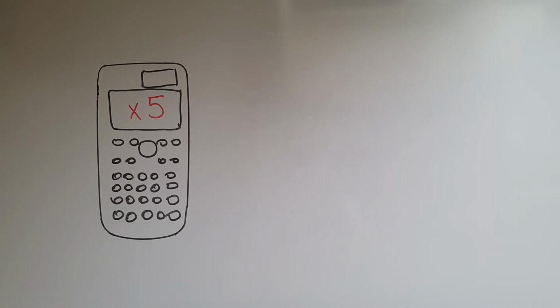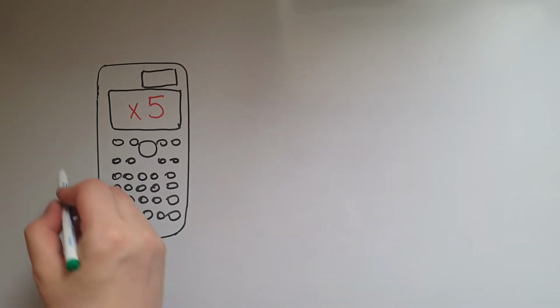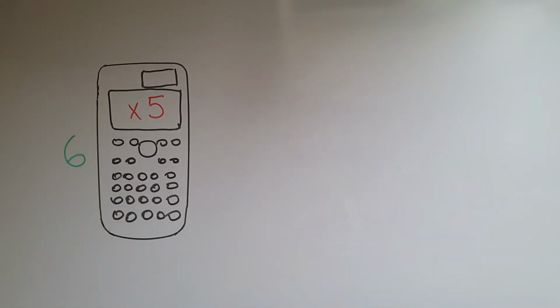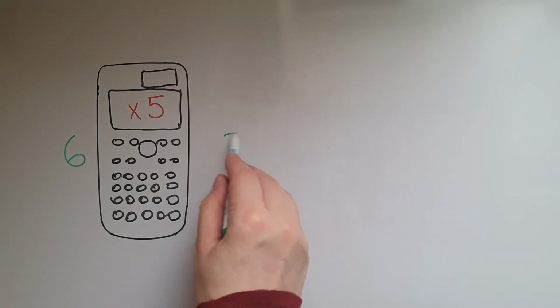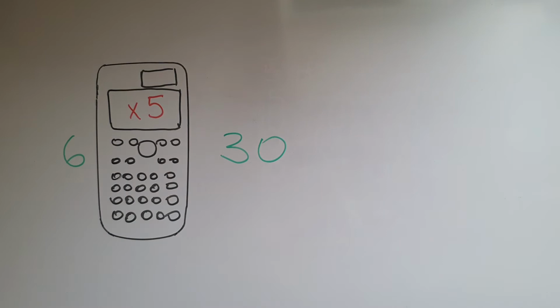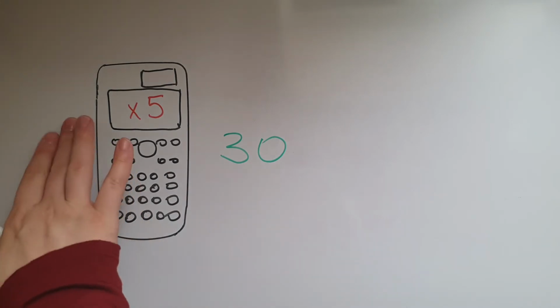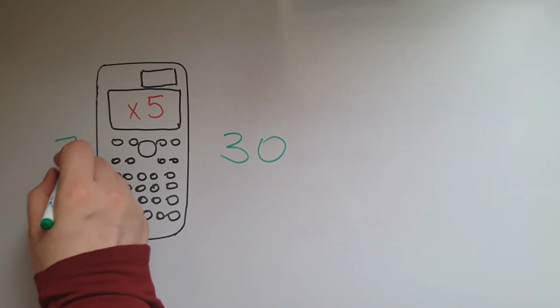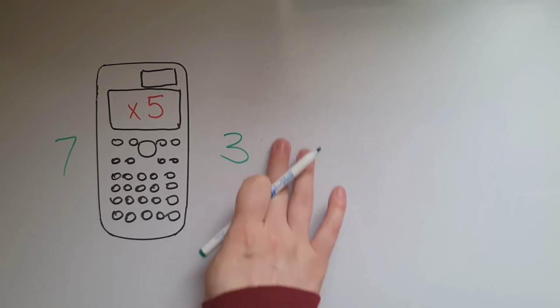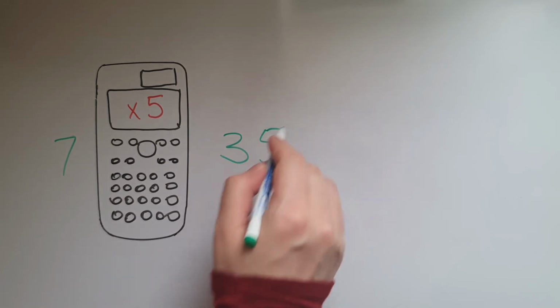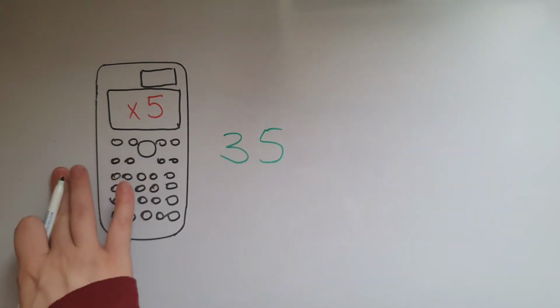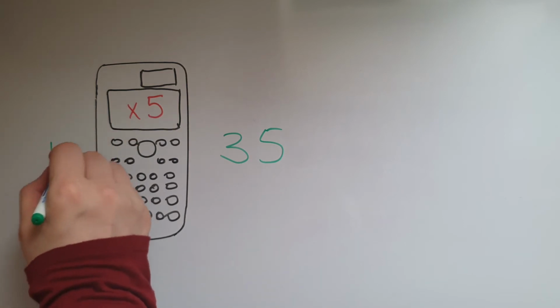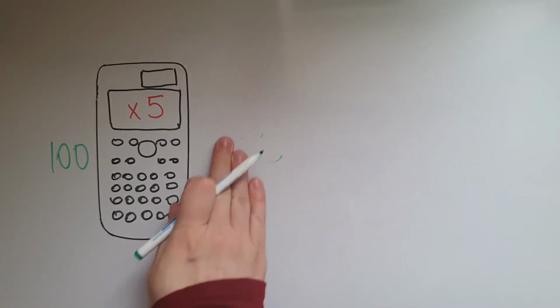So if I input in the calculator 6 and then I multiply it by 5, because that's what the function is telling me, then I'm going to get an answer of 30. Same thing if I input 7 times 5, then I'm going to get 35. If I input 100, I then get 500.